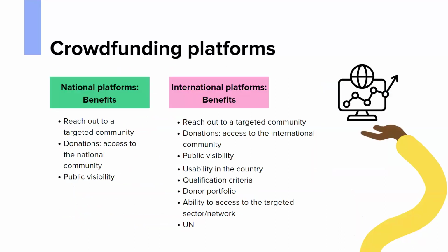Some platforms work at the national level or local level. Some of their benefits can be that they reach out to a targeted community and they have high visibility in the country. There are international platforms that also reach out to a targeted community, but have access to the international community as well, like expats or international donors that are interested in the theme of your campaign. Also, these international platforms have high visibility, and sometimes they have the ability to access the targeted sector or network. Some international organizations like UNICEF also use international platforms.